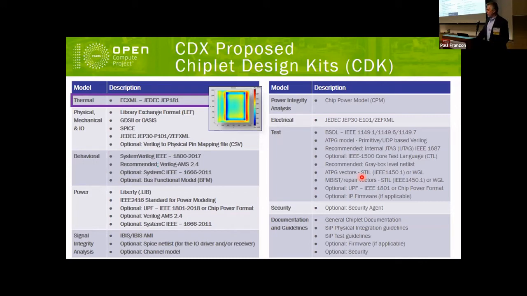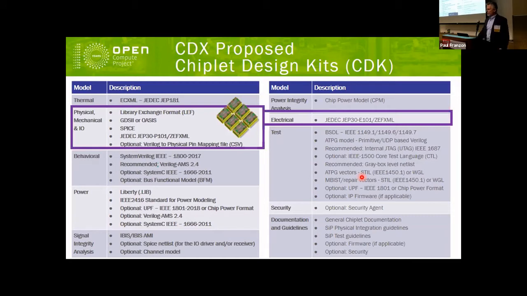So if those modes of operation have significantly different power profiles or thermal profiles, we are requesting a separate model to be delivered for each of those modes, as well as test mode. So in a test mode, the power and thermal profiles may be different. So we're asking them to provide a thermal model for test modes as well.